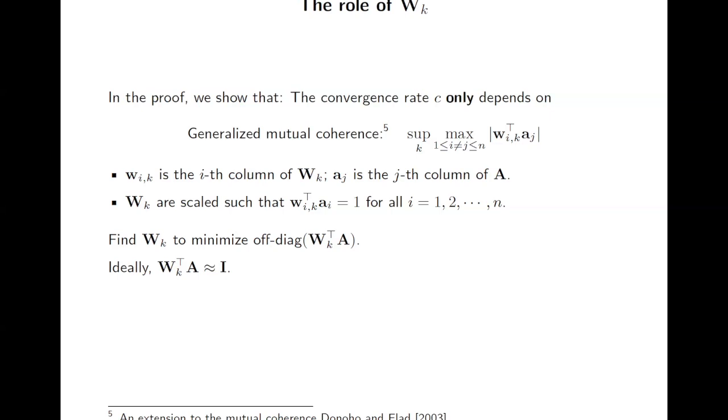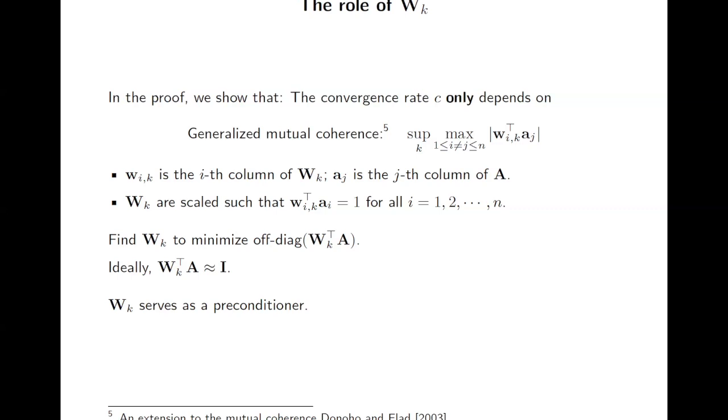So W^k can be interpreted as a preconditioner. If A is very ill-conditioned, we can make the whole matrix have a better condition number, and this is the role of W. Based on this theory, the optimal W^k can be found by minimizing this quantity, and W^k only depends on A, and A is fixed. It's not related to k.